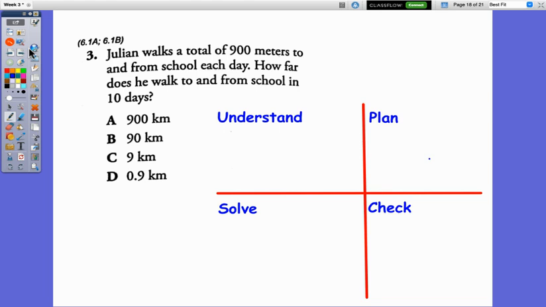Okay, Julian walks to school a total of 900 meters to and from each day. How far does he walk in 10 days? So I understand he goes 900 meters to and from school. Okay, and then he's going to walk for 10 days.